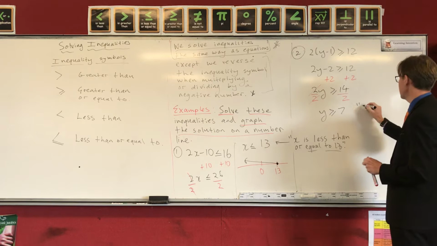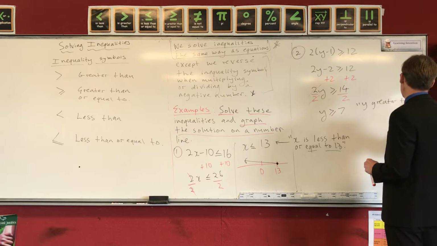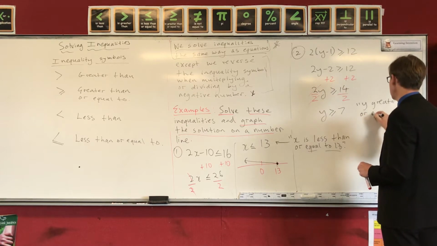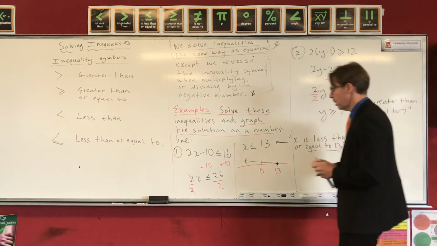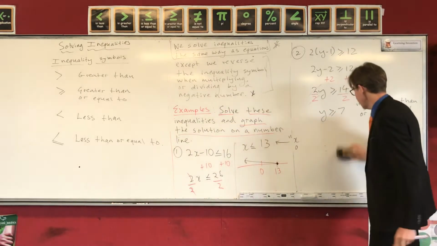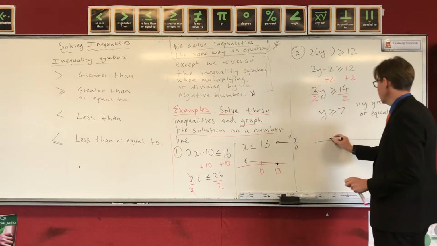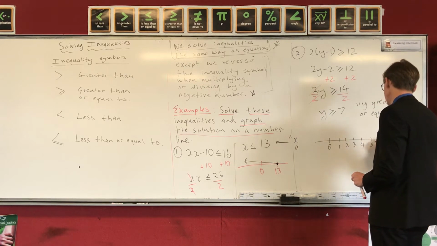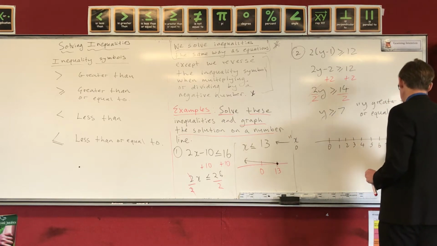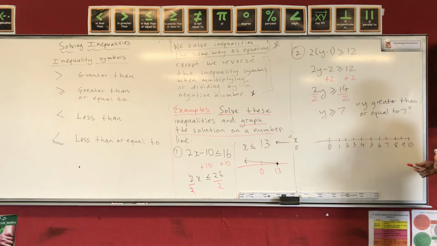Okay, so let's write that in words. Y greater than or equal to 7. Right, now I've got to graph that on a number line. Now with your number line, yeah, you could put all the numbers on there if you want. 1, 2, 3, 4, 5, 6, 7. You go up to 10 if you want to. Alright? But really the only number you have to put on there is 7.